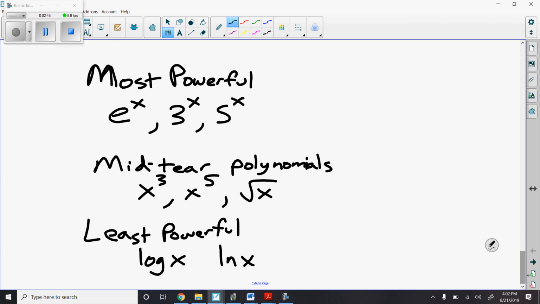So if we have a rational function, if we have an exponential and a polynomial, exponential is always more powerful. If we have a mid-tier, if we have a polynomial and a log, the polynomials are going to be more powerful. Okay? So that'll help us. We'll see problems like that in class. All right, I want to talk just quickly about the squeeze theorem here.